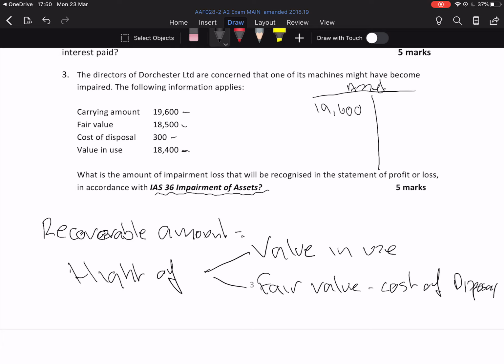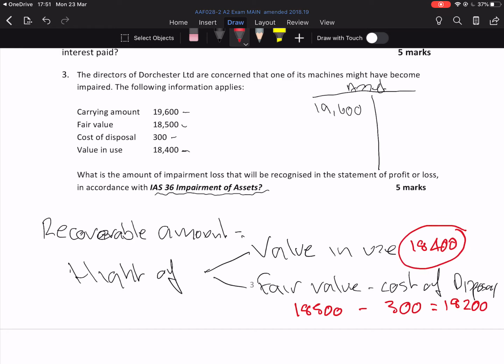So I'll use different colour for this one. So we've got value in use, as it says, which is 18,400. And the fair value is 18,500 minus the cost of disposal, so the selling cost to get rid of it, which therefore gives us 18,200. Okay, so you can see the one that's the highest amount is the value in use.